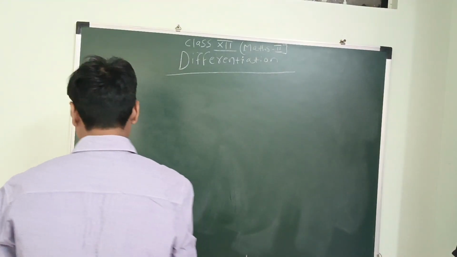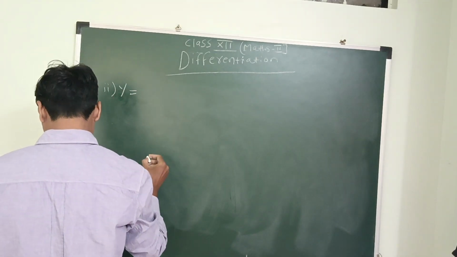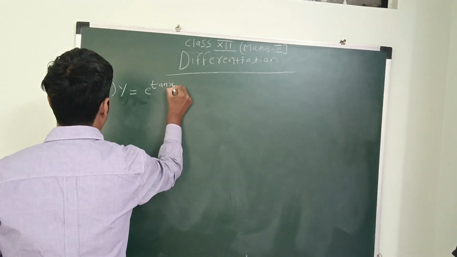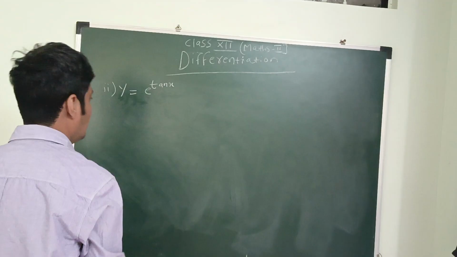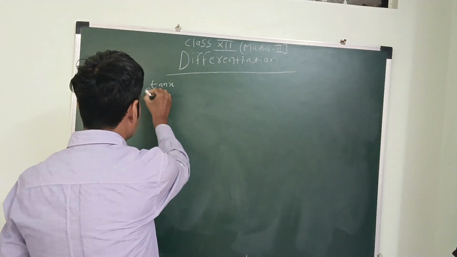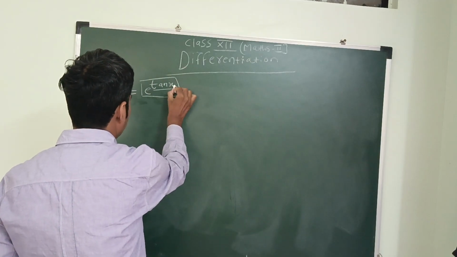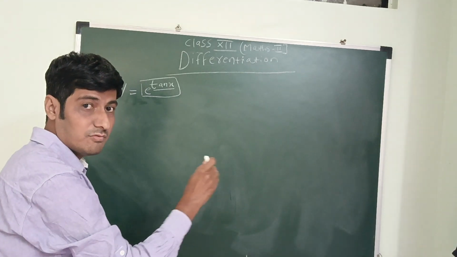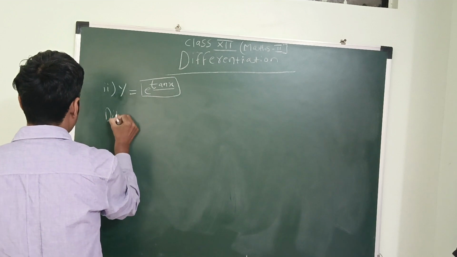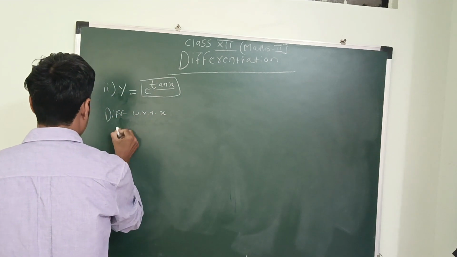Second problem. y is equal to e raised to tan x. Again, we have to differentiate the two terms here. First, e raised to tan x, the whole term, and the second term is only the derivative of tan x. Now let's differentiate with respect to x.